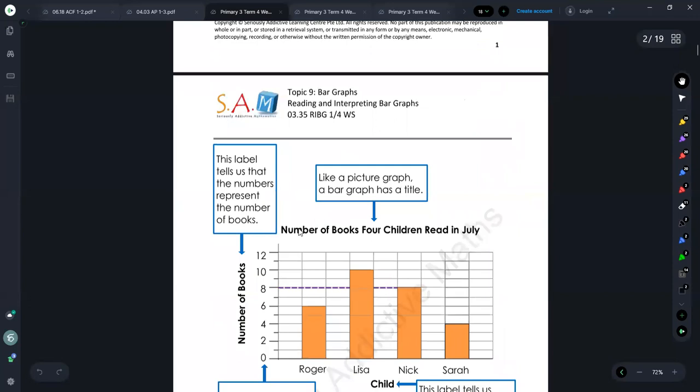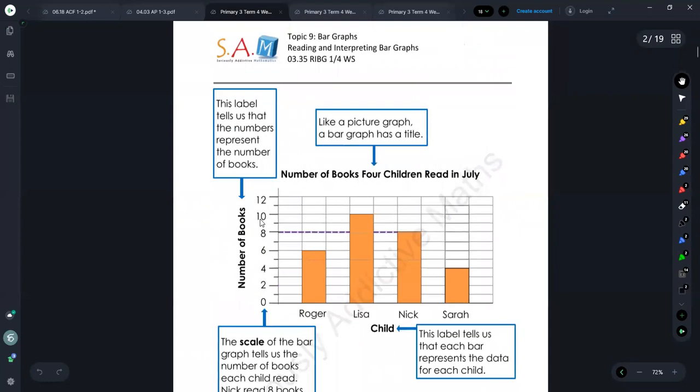You can say that, first of all, it has a title, just like a picture graph. And then you have the 2 labels. One label on the vertical axis says number of books, which suggests the number of books for each of those children. So this part would represent the number of books. And then you might want to show them how to read this. It starts with 0, always with 0.